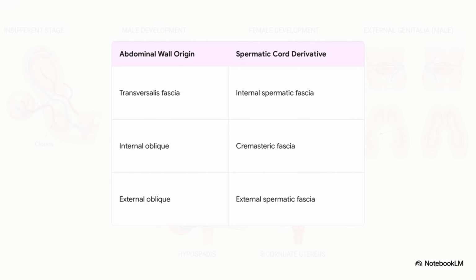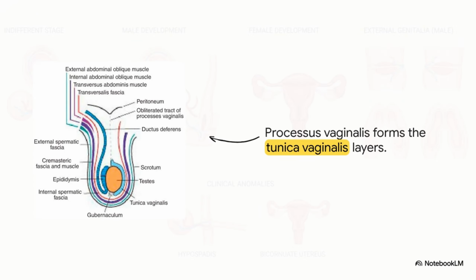As the testes pushes its way out of the abdomen, it wraps itself in layers derived directly from the anterior abdominal wall. It's kind of like putting on coats as it leaves the house. Let's peel these layers back methodically. The innermost layer, the transversalis fascia, gets pulled down to become the internal spermatic fascia. The middle layer, which is the internal abdominal oblique muscle, gives rise to the cremasteric fascia and muscle, and finally, the outermost layer, the external abdominal oblique muscle, forms the external spermatic fascia. So at this point, the testis is fully ensheathed in the scrotum.